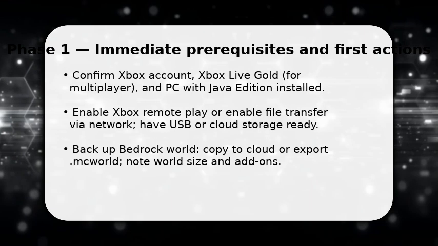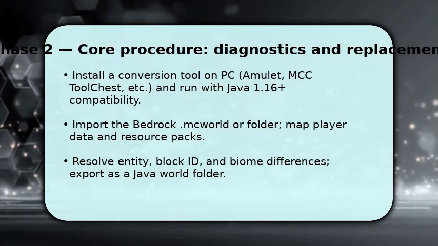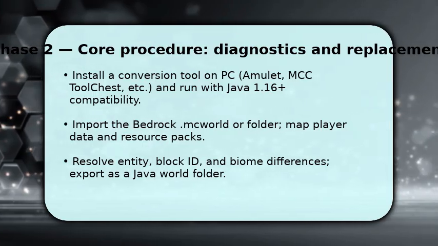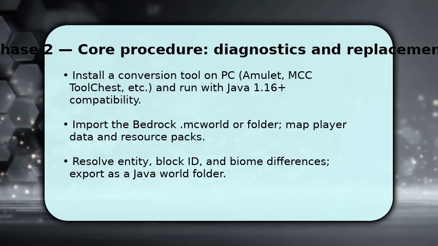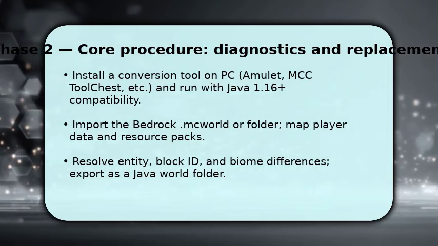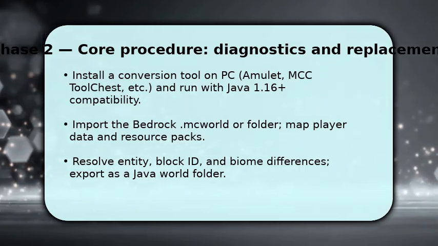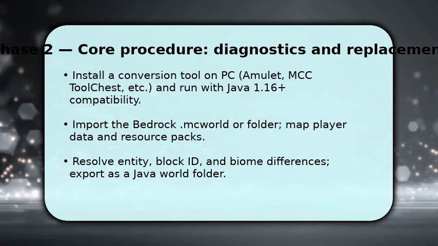On your PC, use a conversion tool like Amulet or MCC Tool Chest. These translate Bedrock region files into Java format. First, import the Mac world or the extracted world folder, then map player data and resource packs so skins and add-ons don't break. You'll need to reconcile block ID, entity names, and biome mappings. Tools automate much of that, but expect manual fixes.